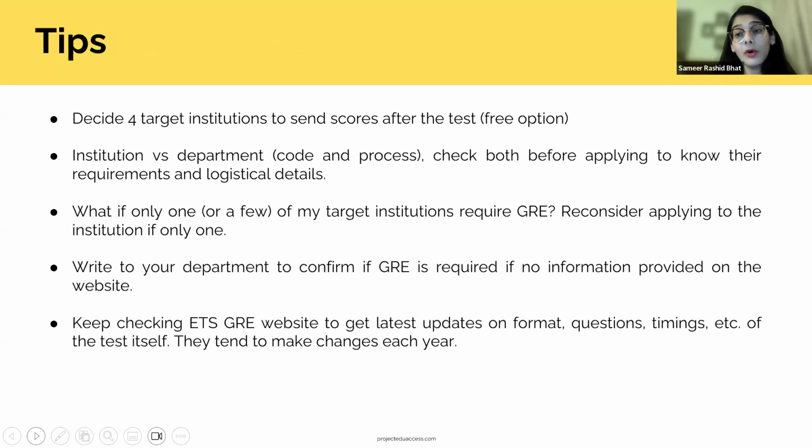Right, and then as I mentioned, you get to send your scores for free at the time of the test. So if you already know where you're applying, just list those down, list the codes for that. Be careful. Sometimes the code is different for university and different for the specific department that you're applying to. So make sure you have the right code, so that you can send your scores directly after your test.